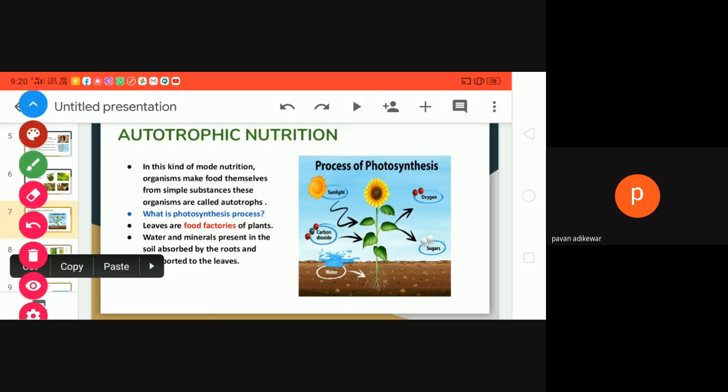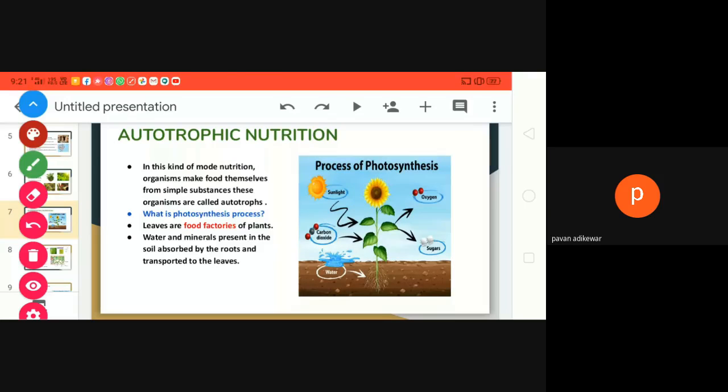They make food by themselves, right? With the help of the photosynthesis process. Is it clear? Right. So what is the photosynthesis process? You know very well about the photosynthesis process, right?